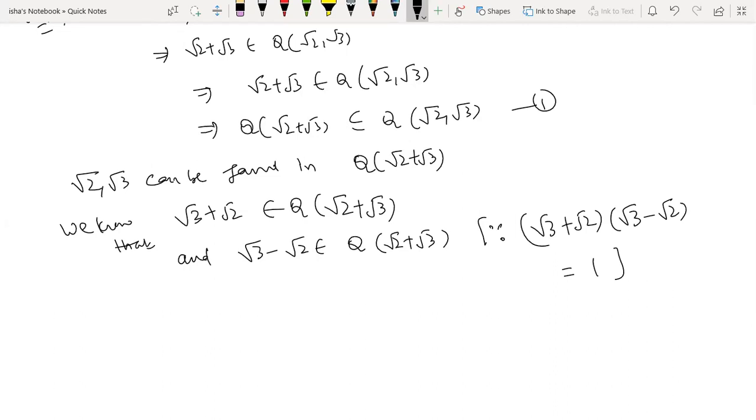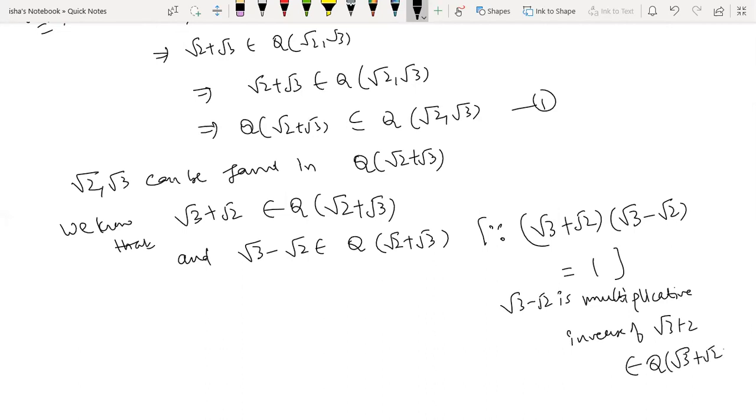So it is actually root 3 minus root 2, being the multiplicative inverse of root 3 plus root 2, that belongs to Q(root 3 plus root 2), because this is a field, right? This is a field. This is an extension field of Q, right? So the multiplicative inverse is there. Now two elements are there. One is root 3 plus root 2. One is root 3 minus root 2.